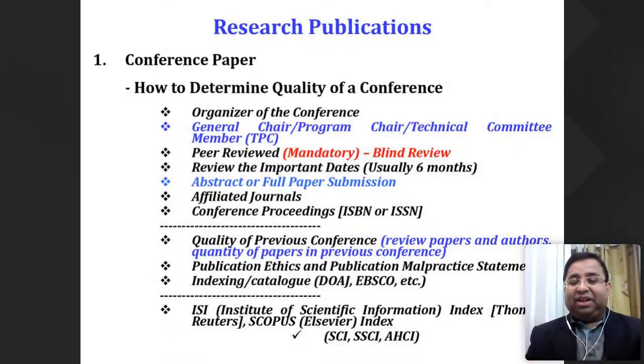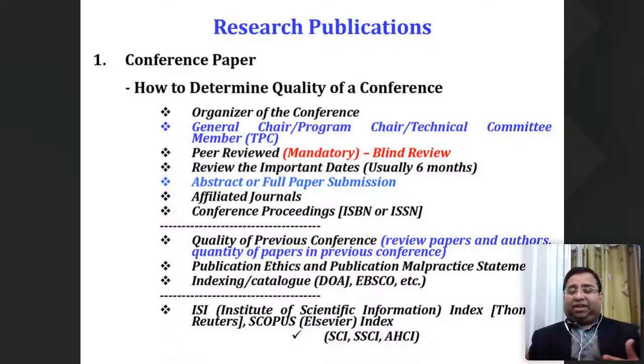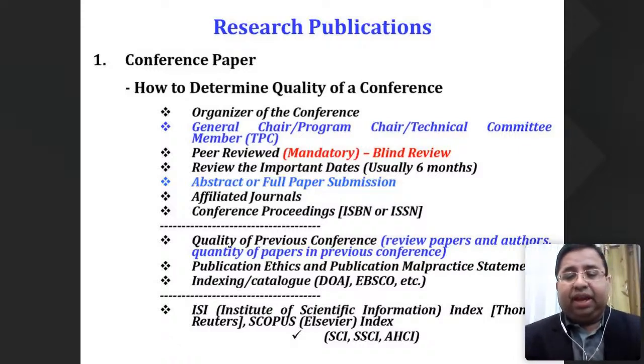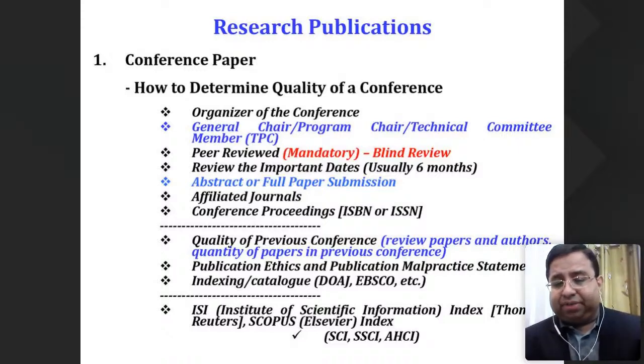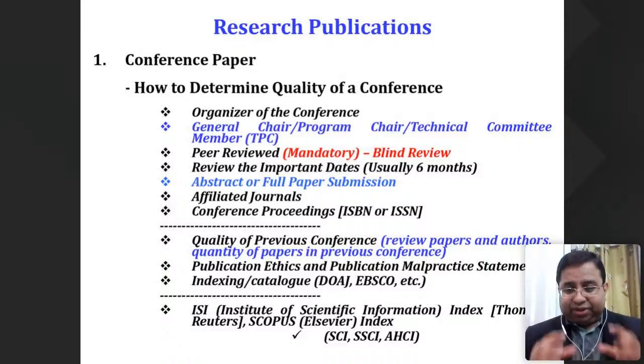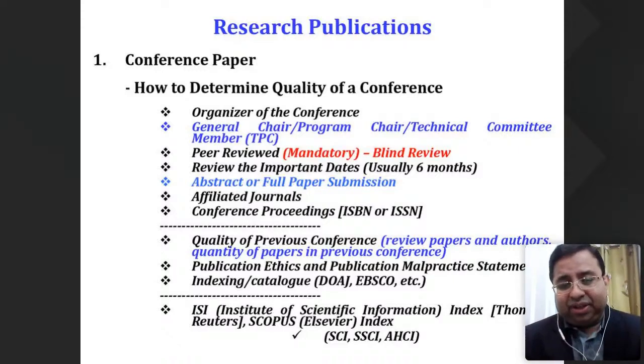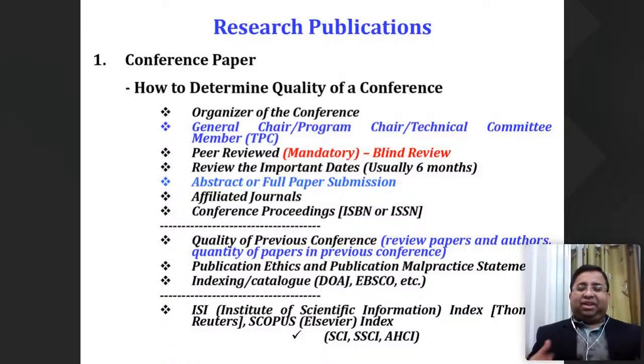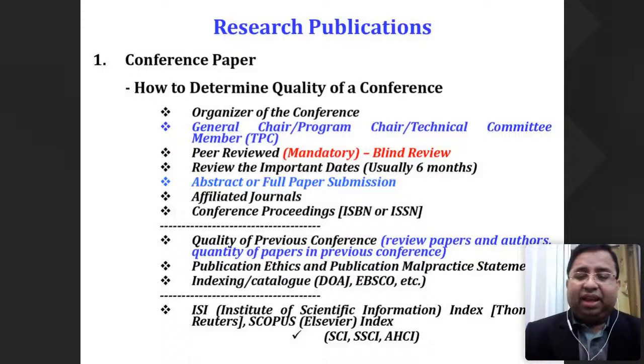But in the second and third time, they're very active in conference organizing. And definitely the conference has to follow the publication ethics. It's very important: publication ethics, publication malpractice statement. And finally, whether this conference indexes the conference proceedings. You remember, proceedings are the hard copy of the conference. Whether it's indexed or not. So that is the way you can determine the conference quality.